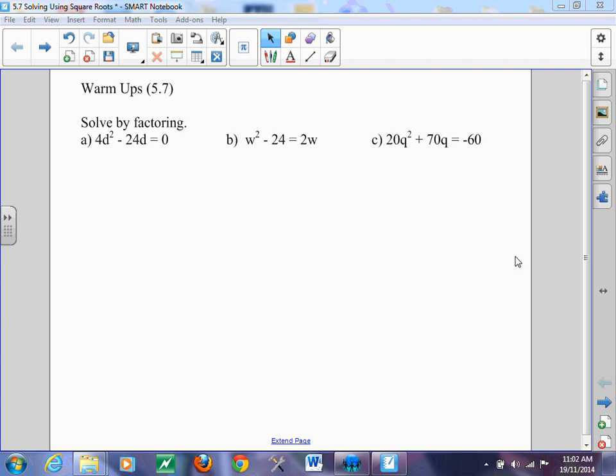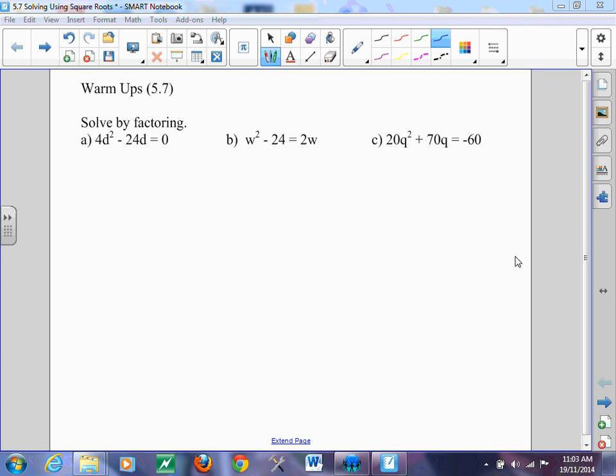Today we're going to learn a second method called the square root method in order to solve quadratics. However, before we do that, let's practice last day's lesson, which was solve by factoring. So I'd like you to pause the video and try these warm-ups and then unpause the video and check your results. Okay, pause.